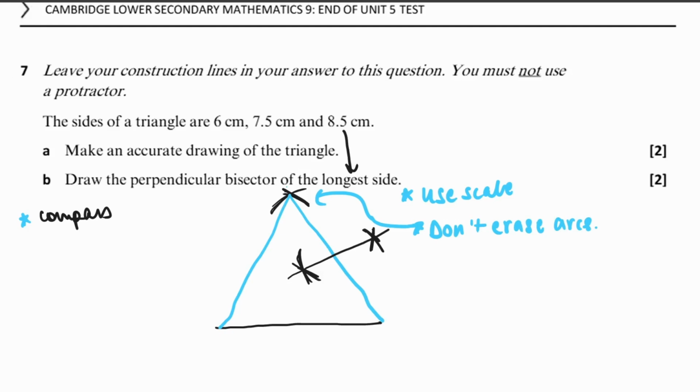An important tip in this one is don't erase your arcs, because then how will the examiner know that you are not using a protractor? So it is really important that you show your arcs and that you use a scale so that you avoid freehand, so that you avoid losing marks.